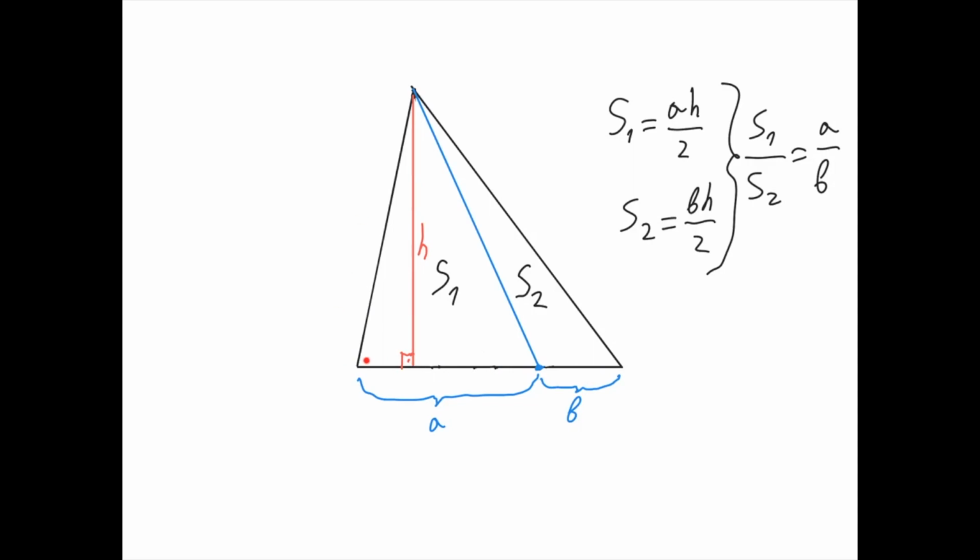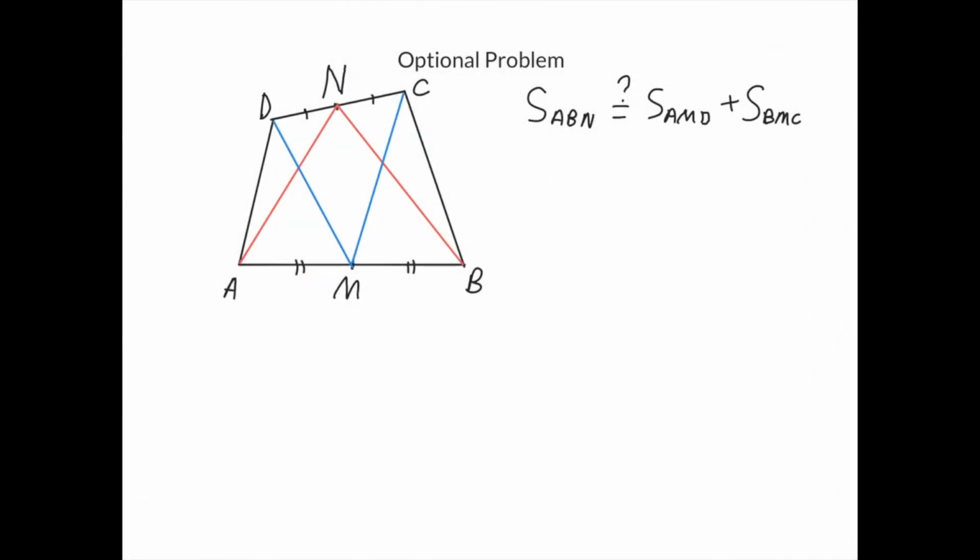Conversely, having this picture, we can find the ratio A divided by B if we just know the ratio of the areas of these triangles. This is the optional problem. We have a quadrilateral ABCD, and M and N are the midpoints of the sides AB and CD. We need to prove that the area of ABN equals the area of AMD plus the area of BMC.